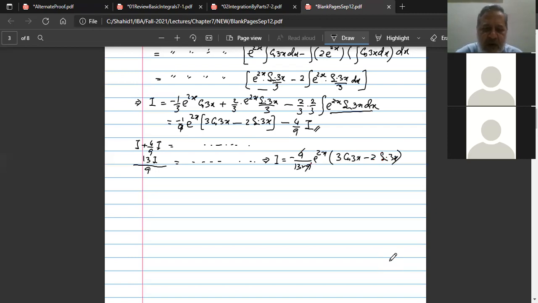So 9 cancels out and we conclude I, which is basically the integral of e power 2x sin 3x dx, is equal to, let us adjust for the sign, take the outside negative inside. So the result is e power 2x into 2 sin 3x minus 3 cos 3x divided by 13. Of course, there is a plus c.